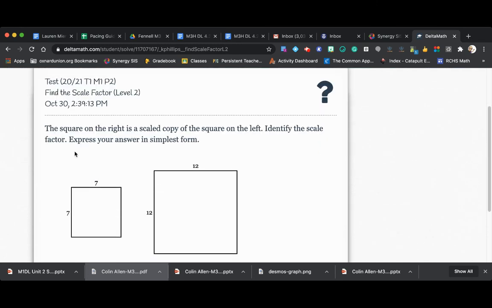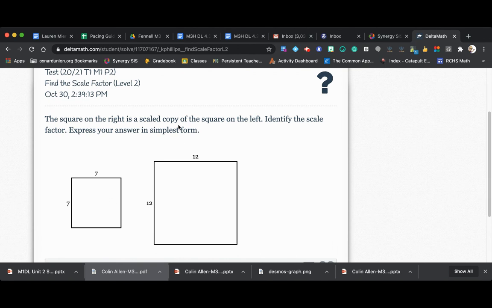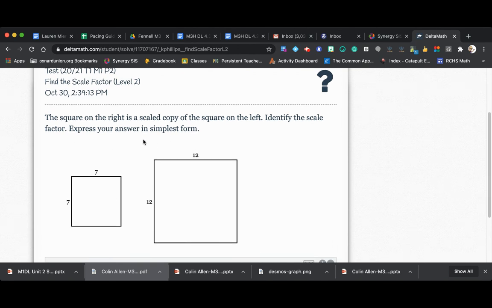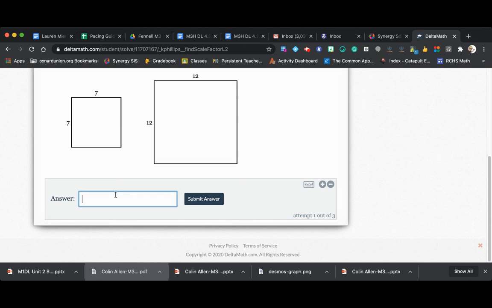Same exact idea. So we want to know what would we do to get from 7 to 12. So again, I'm going to say 7 times some number x is going to equal 12. Well, to get x by itself, I would divide by 7 on both sides. So we're going to end up with 12 over 7. And they said to leave it as a fraction, I believe. So 12 over 7.